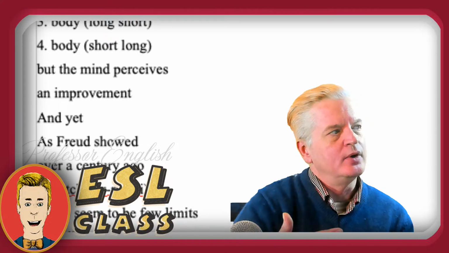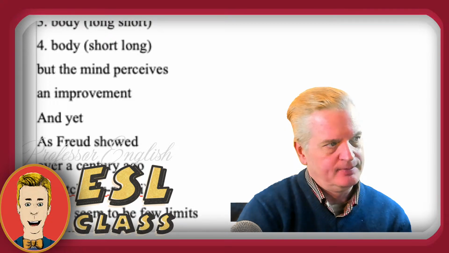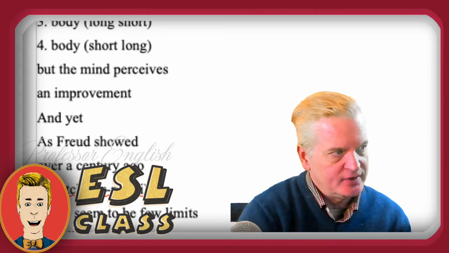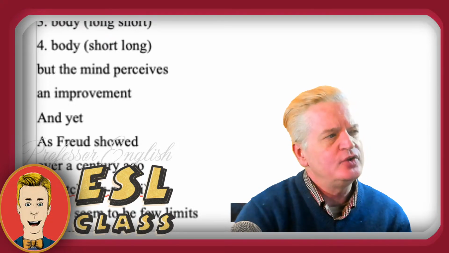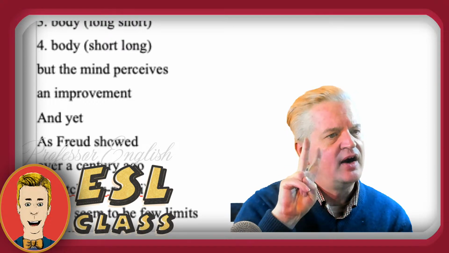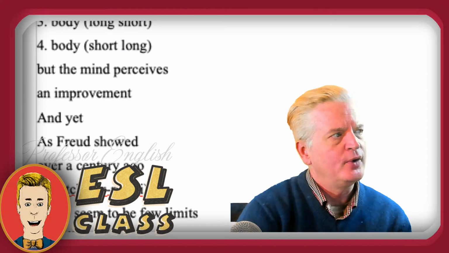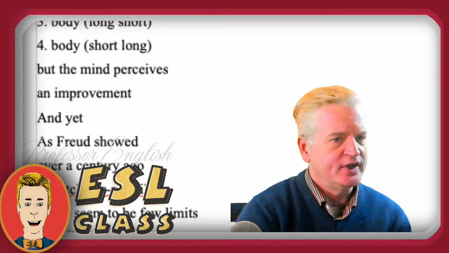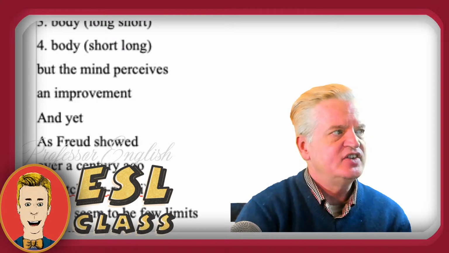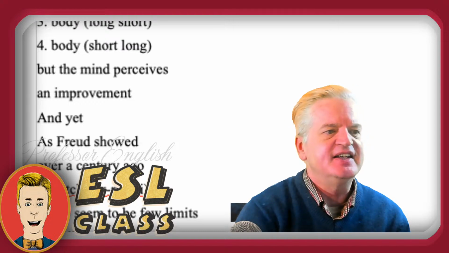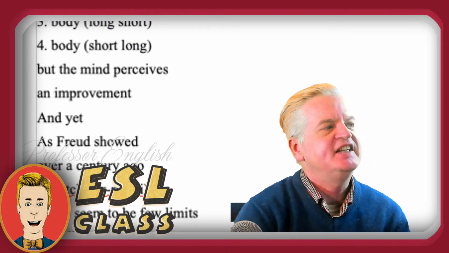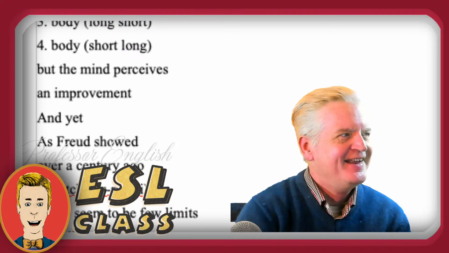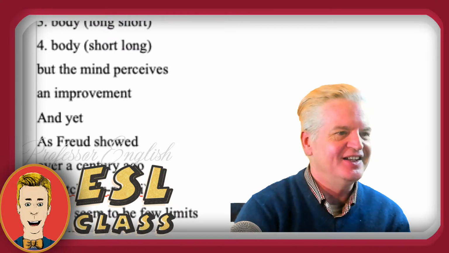Let's look at the final word. Perceives. Two vowel sounds. Are they long or short? First one is short, per. Second one is very long, sieves. Perceives. But the mind perceives.